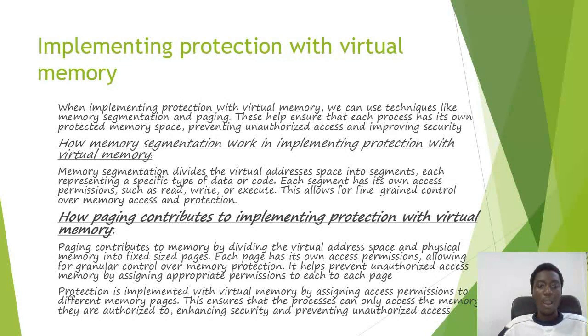Now I'll state to you how the protection itself is done. Protection is implemented with virtual memory by assigning permissions to different memory pages. This ensures the processes can only access memory they are authorized to, preventing unauthorized access. So the main aim of implementing protection is to protect the memory or the data from unauthorized access. Like no one can just go into your system and just find this kind of information. That's why protection is implemented.